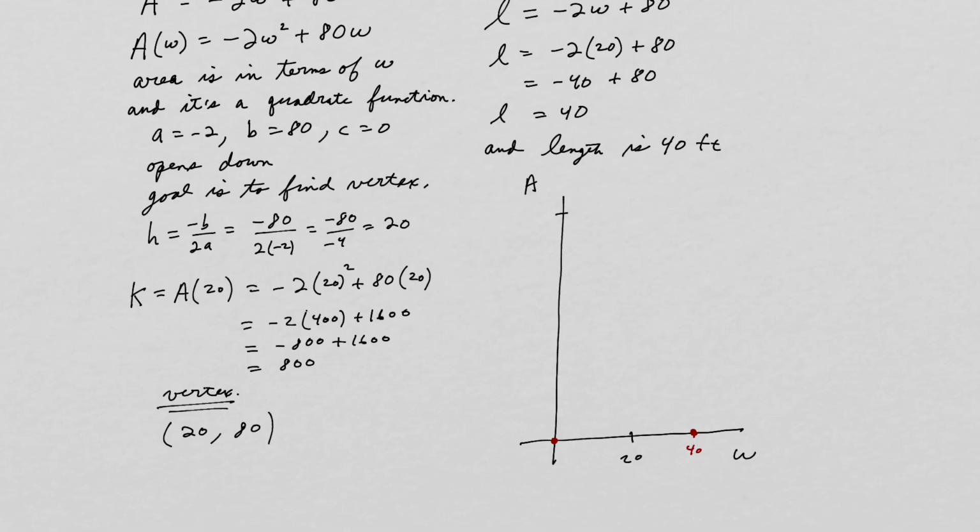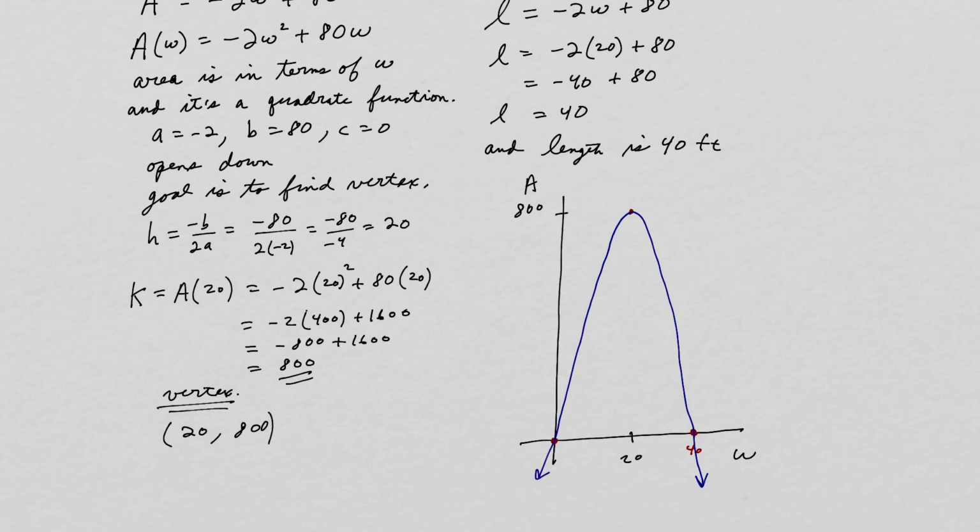Yeah, 800, right? Oh, I made a mistake over here. This is not 20, 80, this is 20, 800, right? The K was 800. So this is going to be 800, and the parabola will look something like this, right? So that's the vertex, 20, 800. The parabola is going to look something like this, and come back down.